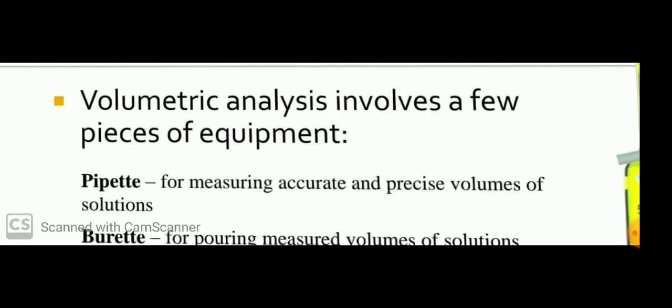Volumetric analysis involves a few pieces of equipment. The first is the pipette and the second is the burette. The pipette is for measuring an accurate and precise volume of solution. This is the use of the pipette. And the burette is for pouring and measuring volumes of the solution.